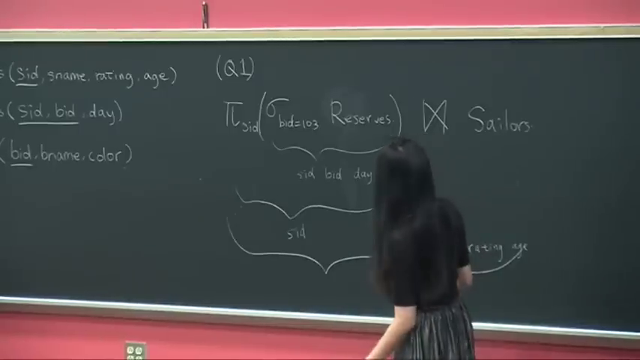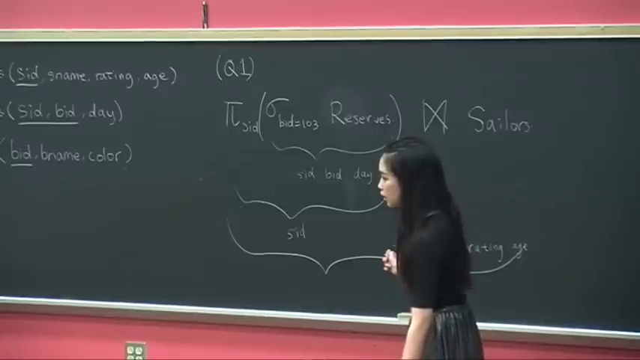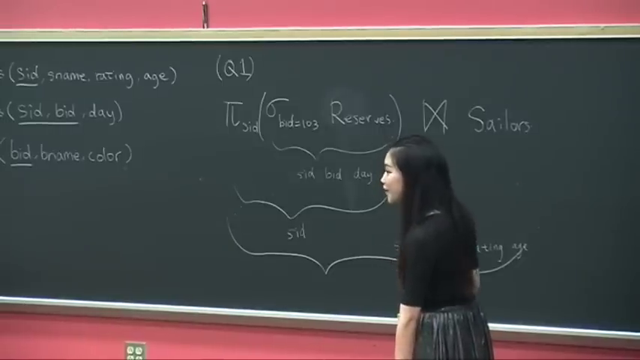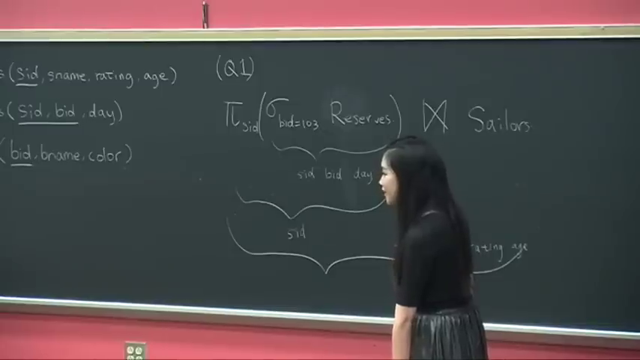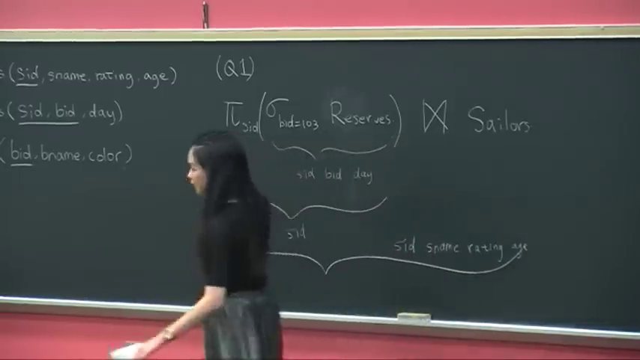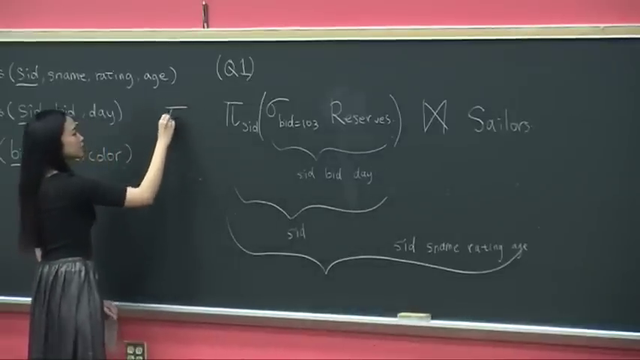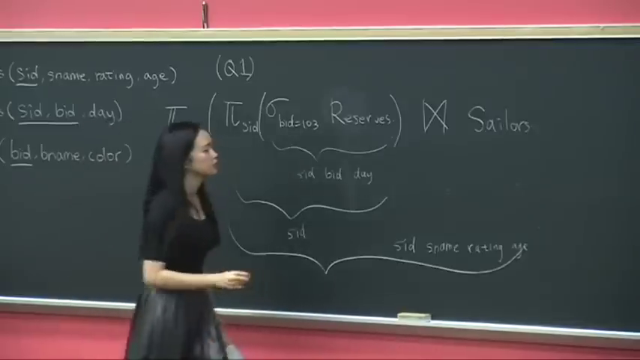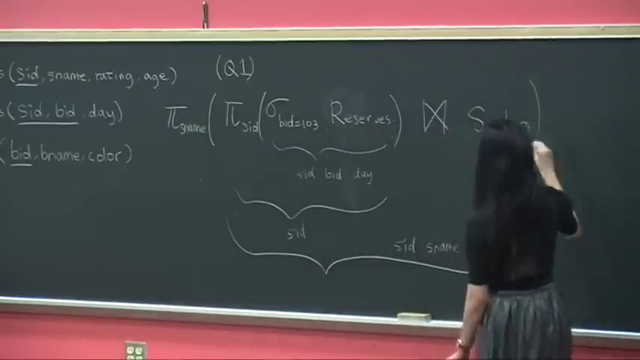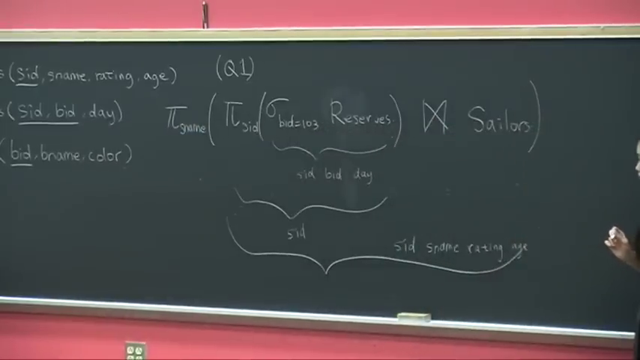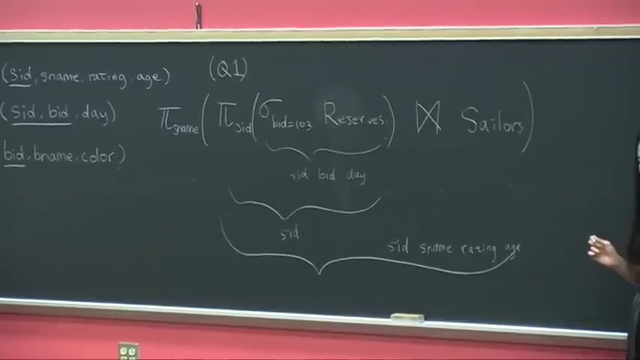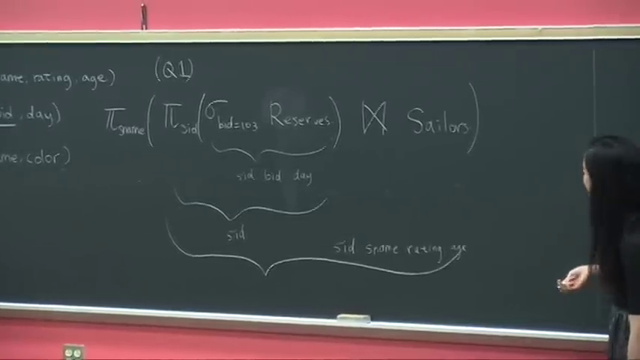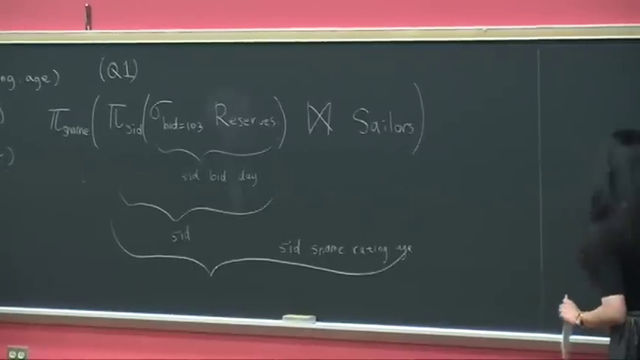So in this one, we just keep the corresponding SIDs, those that are for boat 103. This is our output; we just give the projection of the name. Now, last step, projection of the name. And we're done. So that's the first one, which is supposed to be the easiest one. Okay? Let's move on.